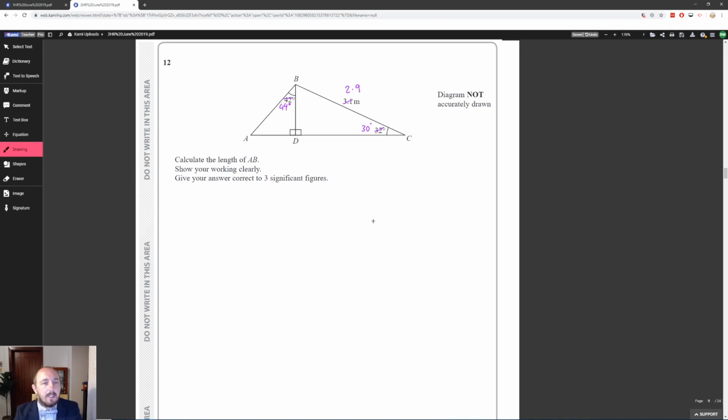Calculate the length of AB. So we've got angles and sides, so we're going to be using trigonometry. We find the side that's in common to both, so in this case BD. So if we have that triangle here, then this is the opposite. We have the hypotenuse and we have the angle in there. So we're going to be using sine. Sine 30 equals O over 2.9. So O, the opposite, is 2.9 sine 30. So you put that in your calculator. Sine 30 is actually half, so this is going to be 1.45.